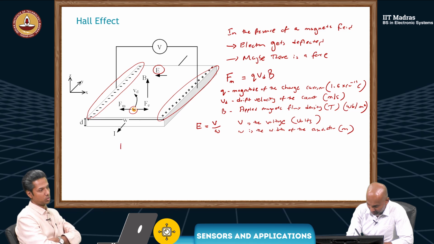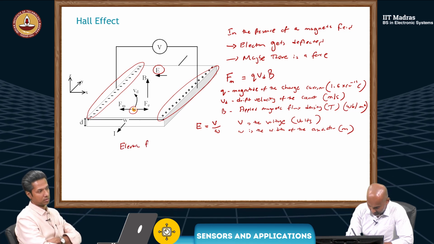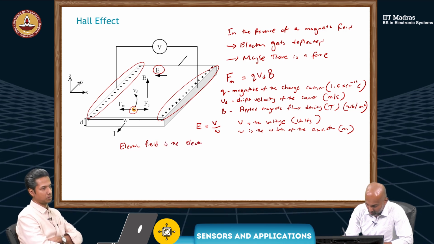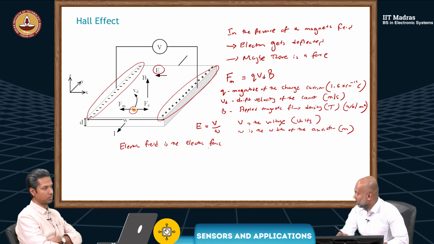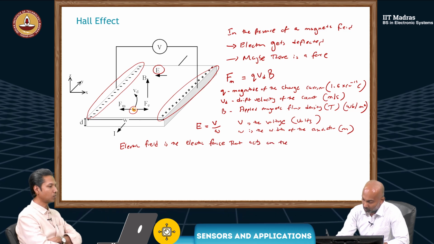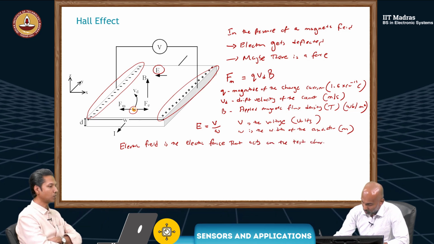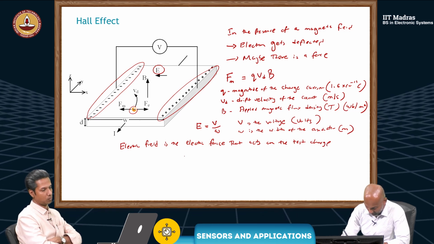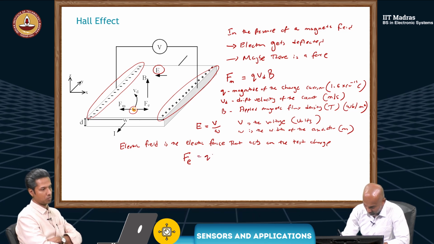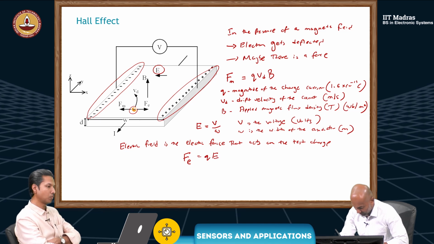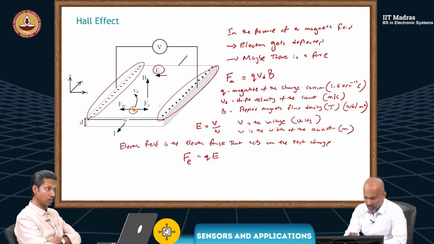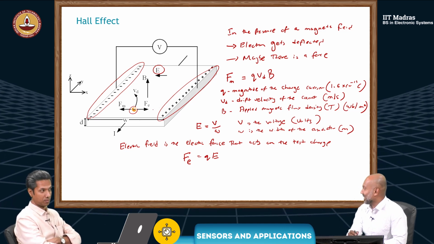It's the charge times the electric field. The electric field is the electric force that acts on this test charge. So in this case, let's call it Fe, and this is Fm. Fe is Q times E. That's in the opposite direction of the electric field.